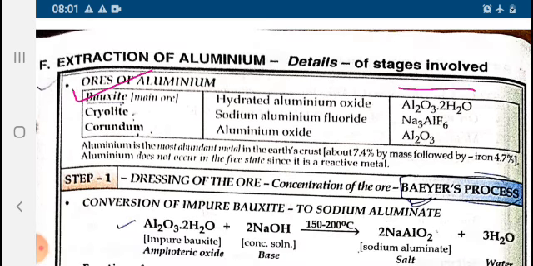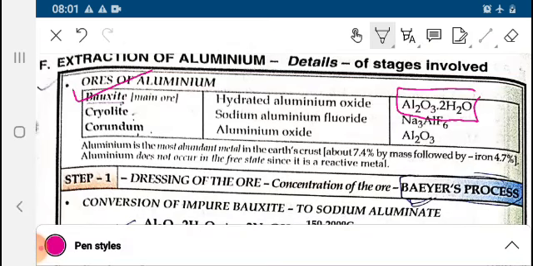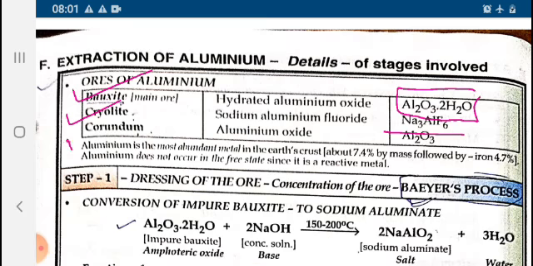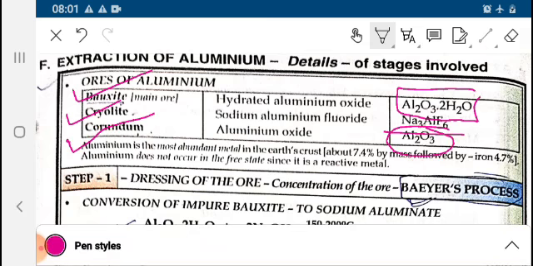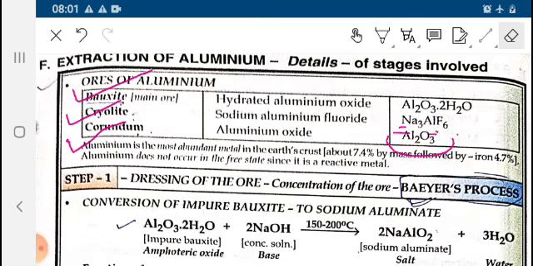Bauxite is the main ore, Al2O3.2H2O. Cryolite, Na3AlF6, corundum, Al2O3. These are the ores of aluminium. The most common ore is bauxite.